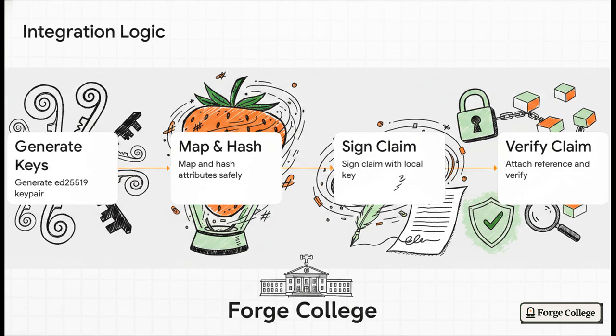Here's the general logic flow. First, we generate our ed25519 keys. Second, we map and hash our attributes. Remember, blending that strawberry. Third, we sign the claim using our local private key. And fourth, we attach and verify.